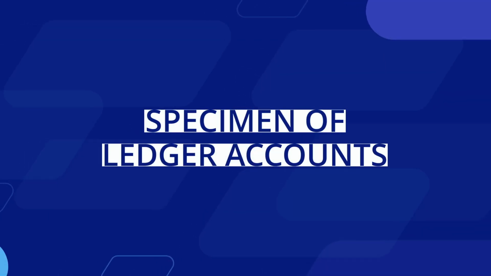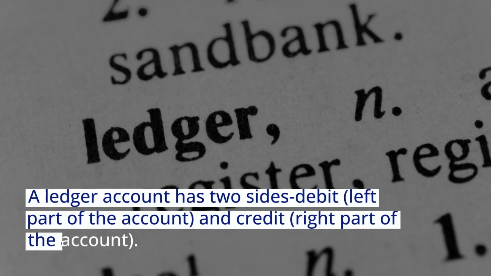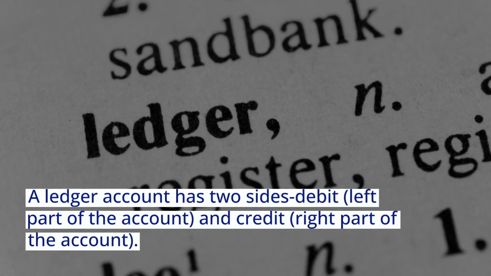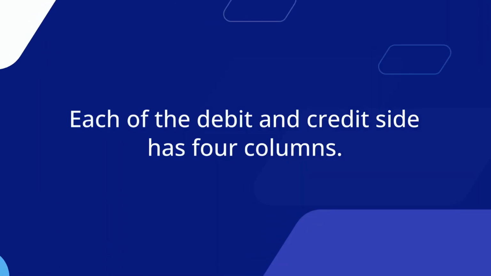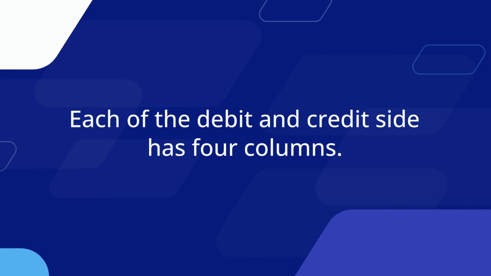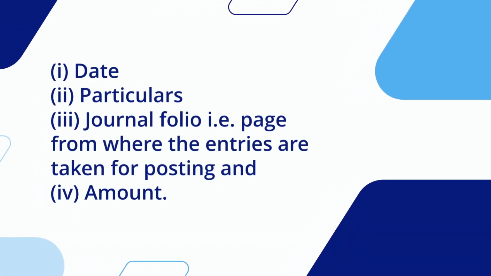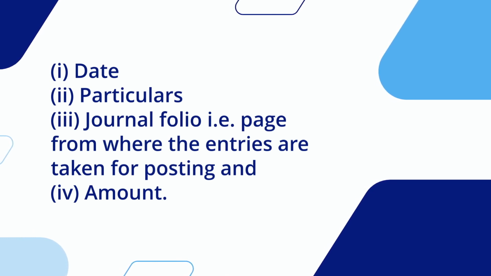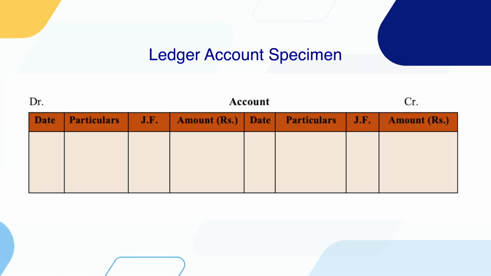Let's look at the specimen of ledger accounts. A ledger account has two sides: debit, which is the left part of the account, and credit, which is the right part of the account. Each of the debit and credit sides has 4 columns. 1. Date. 2. Particulars. 3. Journal folio, that is the page from where the entries are taken for posting, and 4th, amount. Here's a specimen of the ledger.